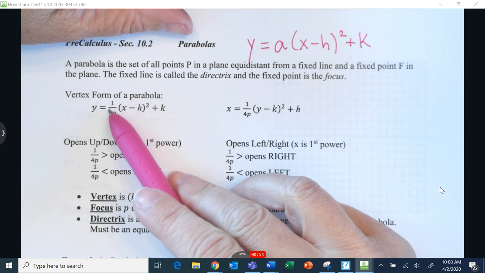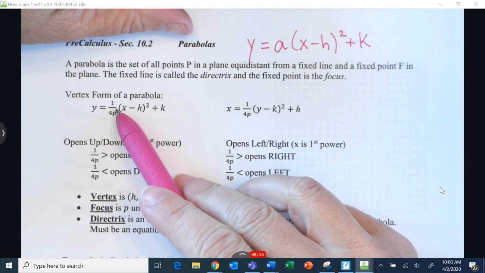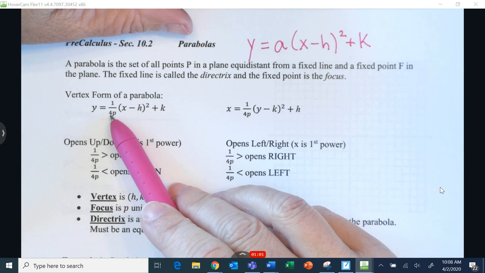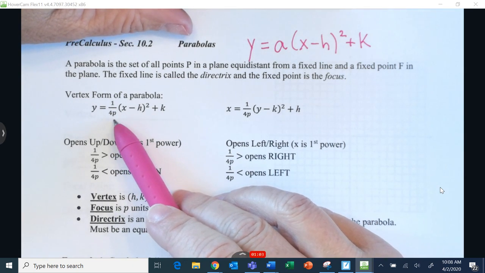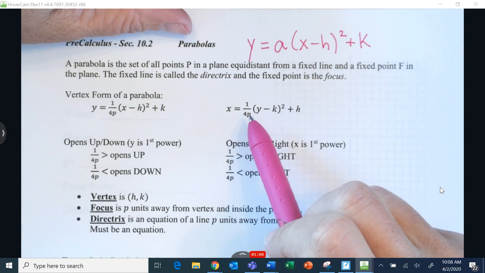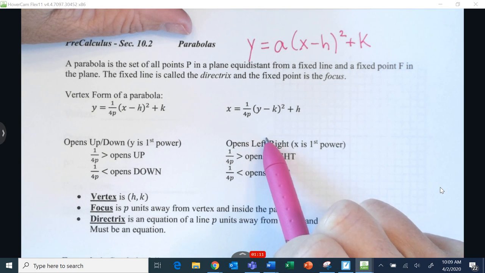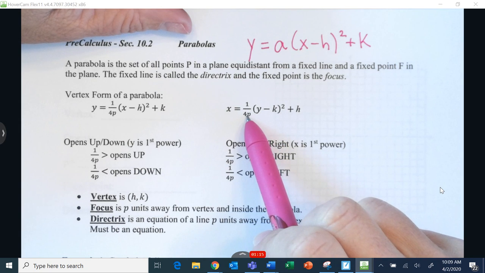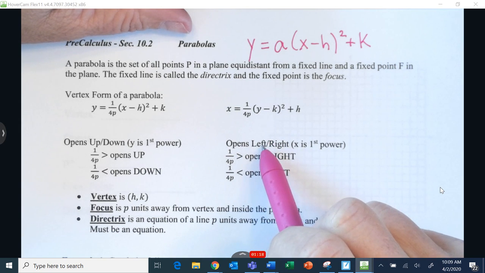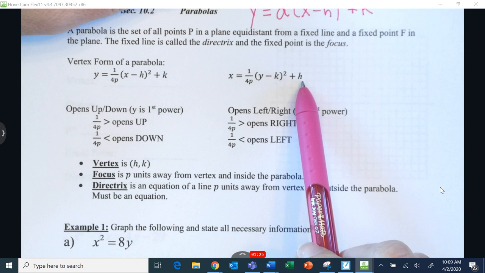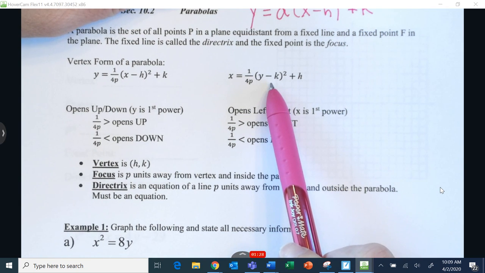Remember, if the number in front of the parentheses is negative, then it's a reflection. So normally parabolas open up, but if this number out front is negative, it's going to open down. And these parabolas right here open left and right. Normally positives go to the right, so if this is negative, it's going to reflect and open to the left. The vertex, no matter which one we use, is (h, k). Just have to be careful here because the h is outside and the k is inside the parenthesis here.